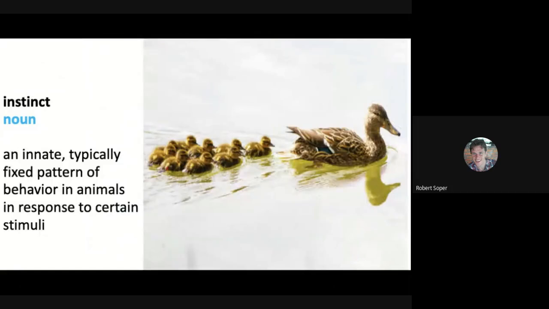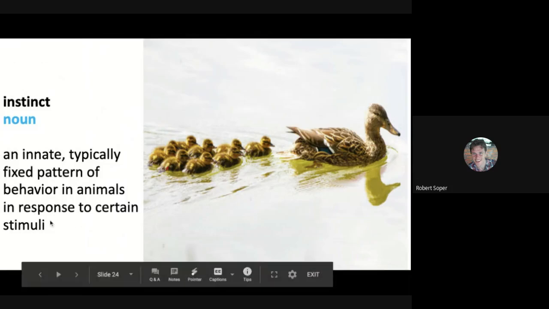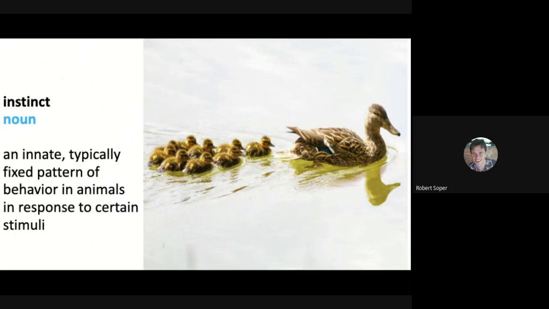This word is instinct. Instinct is a noun. It means an innate, typically fixed pattern of behavior in animals in response to certain stimuli. That's a very technical definition, and it's quite correct. But it probably doesn't help us understand the word too much. So let me try and explain it through an example.